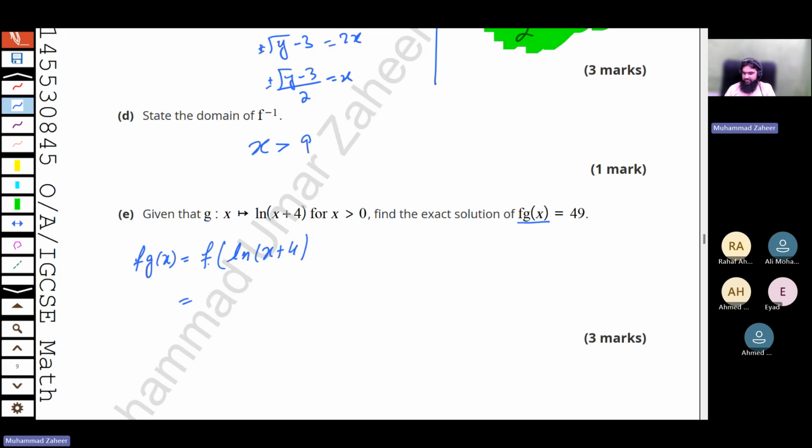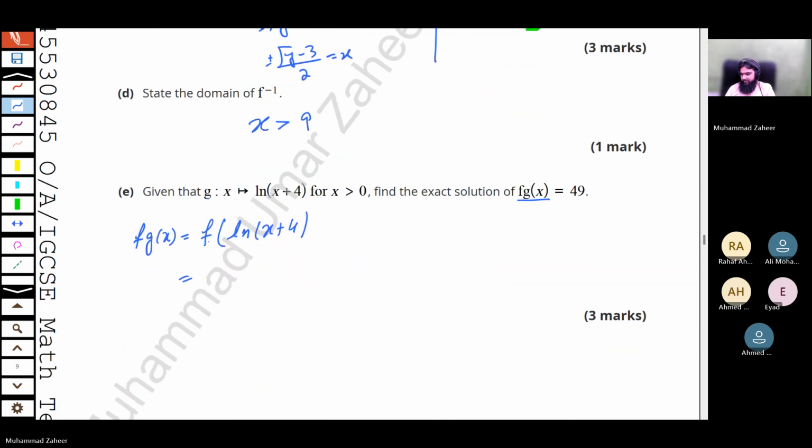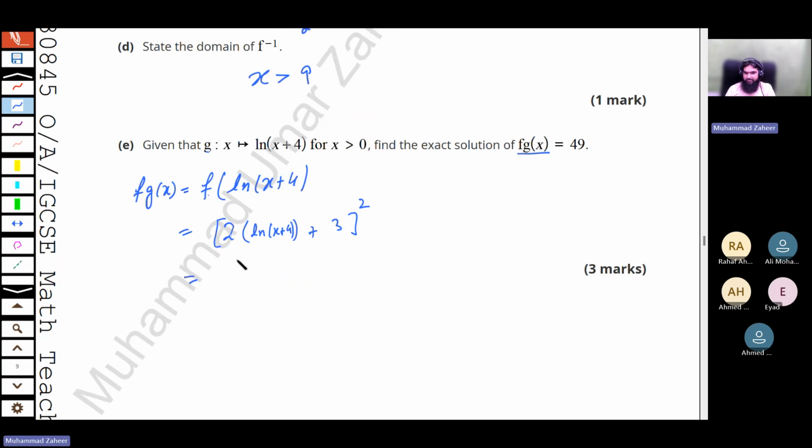Now we have to apply the f function. The f function is 2x plus 3 whole square. At the place of x, I'm going to substitute natural log of x plus 4. Now simplify it. It will become 2 natural log of x plus 4, plus 3, whole square. Okay, as it is, we cannot simplify it. We have f of g of x. Now it is given that f of g of x is equal to 49.